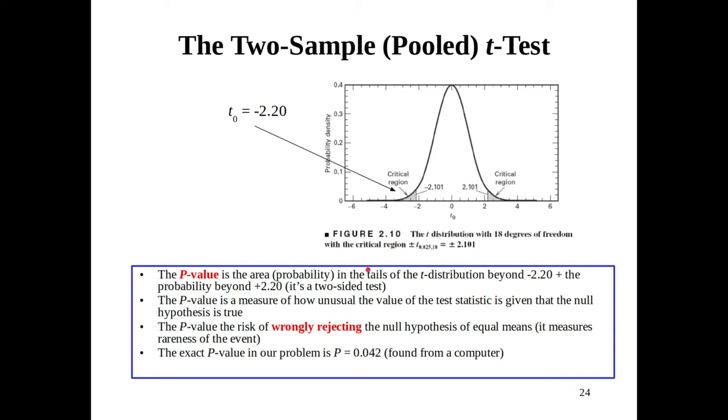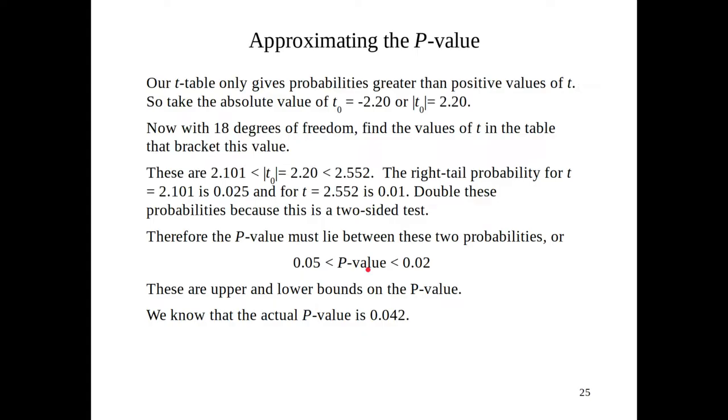We can do it multiple ways. We can do it using tables, or we can do it using a computer or Excel spreadsheet or any other statistical software. So let's first try to use the tables. Our t table only gives probabilities greater than positive values of t. It's only a one-sided, positive side table. So take the absolute value of t0 here, minus 2.2, absolute value is 2.2.